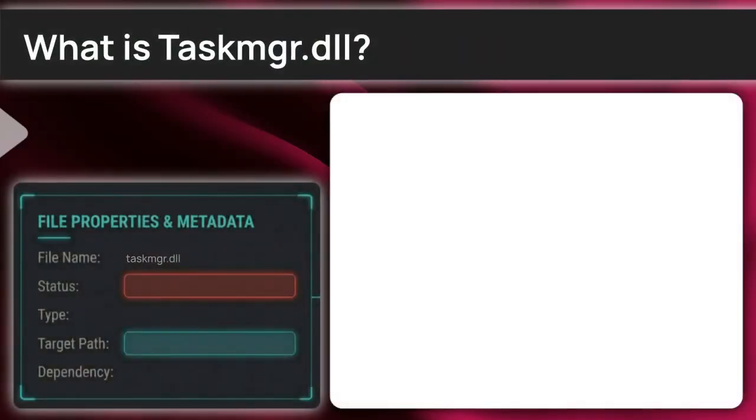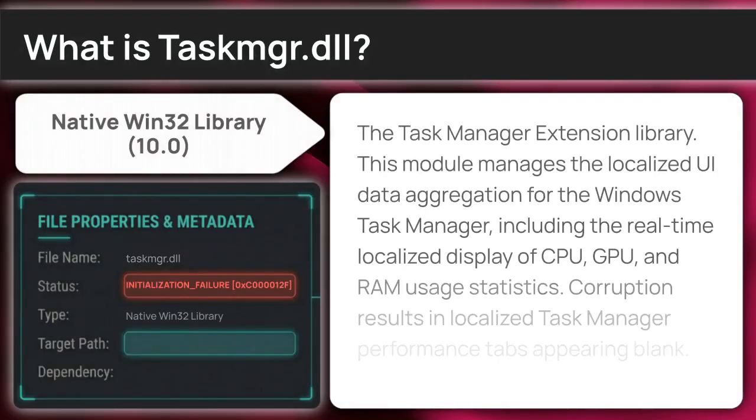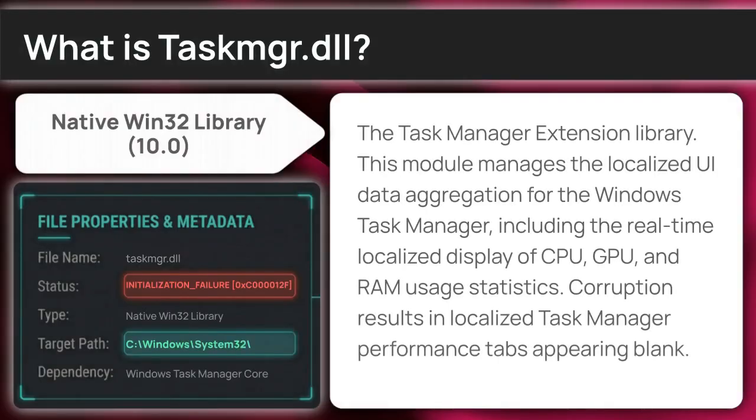This is the Taskmgr Library, the Task Manager extension library. This module manages the localized UI data aggregation for the Windows Task Manager, including the real-time localized display of CPU, GPU, and RAM usage statistics. Corruption results in localized Task Manager performance tabs appearing blank. Knowing the file's purpose is helpful, but now we need to physically restore it.